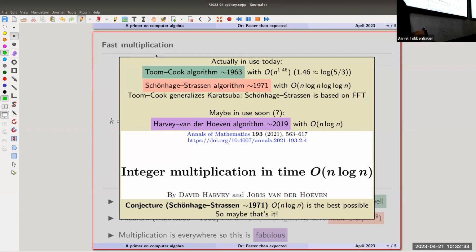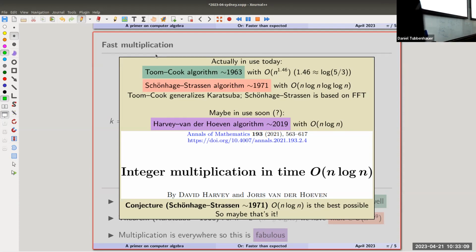Then there was a recent breakthrough, in a beautiful paper showing that you can actually do it in n log n, based on a version of the fast Fourier transform, which I don't have time to go into. And to come back to your question, it's conjectured that this is the best you can do. Proving that it's the best is usually a bit tricky.